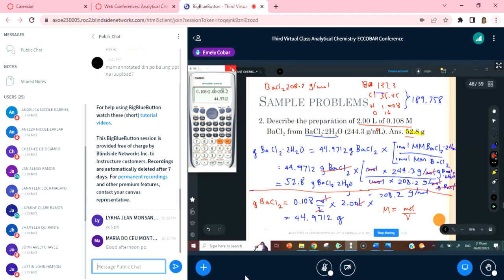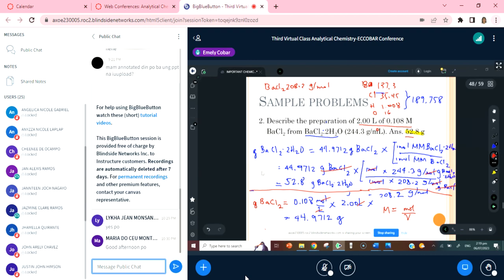Okay? So sa chemical factor class, sabi natin, okay, how do you get? Meron akong 44.9712 gram barium chloride, nangangailangan ako ng 44.9712 gram barium chloride. If ang available is barium chloride dihydrate, gaano kaya kadaming barium chloride dihydrate ang kakailanganin ko para that barium chloride dihydrate will furnish 44.9712 gram of barium chloride. So I will use a gravimetric or chemical factor. Ito yung chemical factor na gagamitin ko.